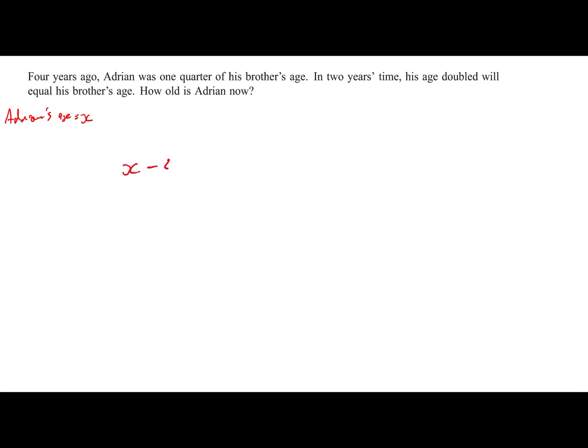Now how old was he 4 years ago? Well, clearly he was X minus 4 years old 4 years ago. And what we're saying is he was 1/4 of his brother's age. And so if he was 1/4 of his brother's age, then if I multiply that by 4, it must be equal to his brother's age 4 years ago. So I'm going to call his brother's age Y. And so 4 times what he was 4 years ago is equal to Y minus 4.